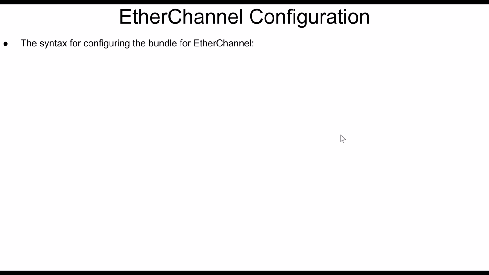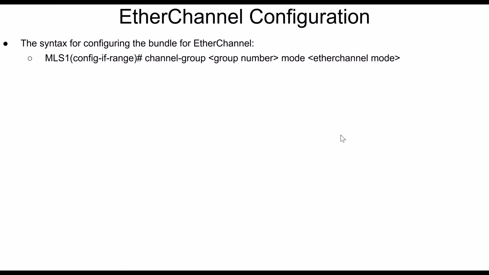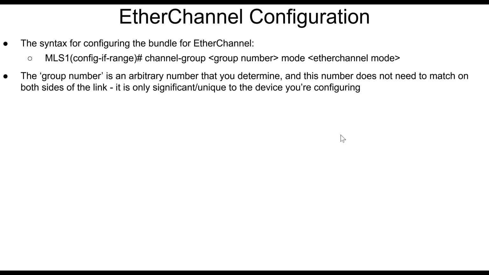Syntax for configuring the bundle for EtherChannel: channel-group, then the group number, mode, then the EtherChannel mode. We'll talk more about that. The group number is an arbitrary number that you determine, and this number does not need to match on both sides of the link. It is only significant or unique to the device that you're configuring. So like I said earlier, on one side you could have port channel 2, and on the other side you can have port channel 27. One side you can have port channel 7, the other side you could have port channel 57. It's only unique to the device you're configuring.